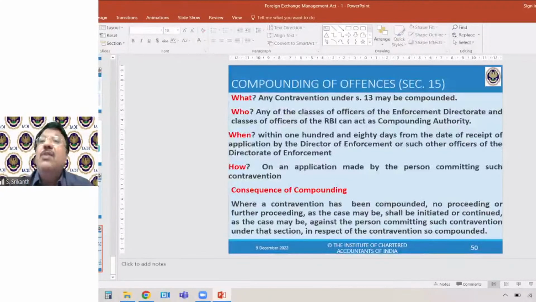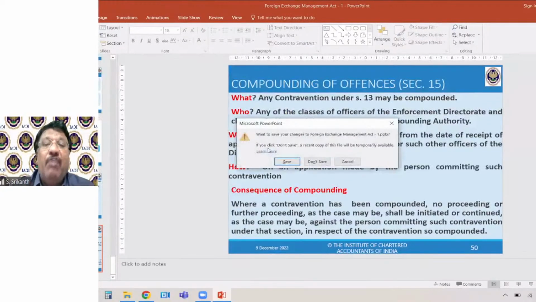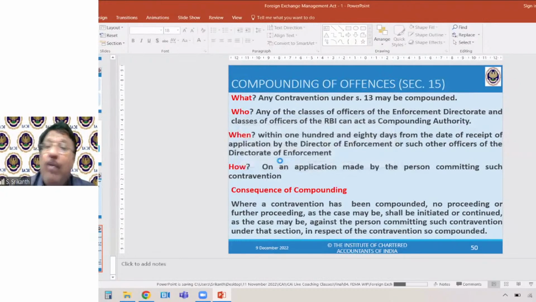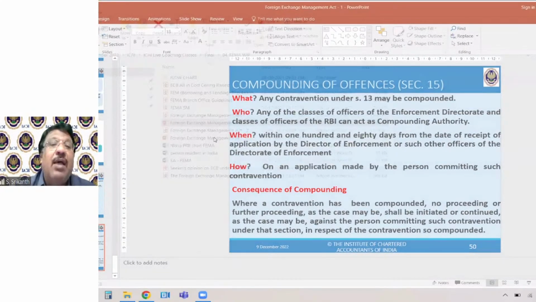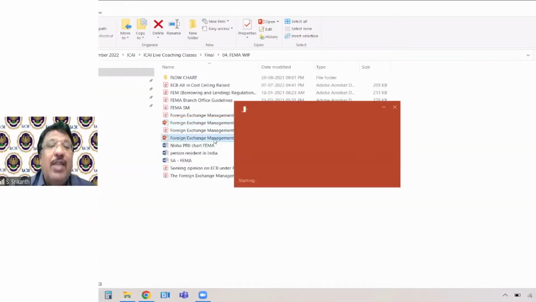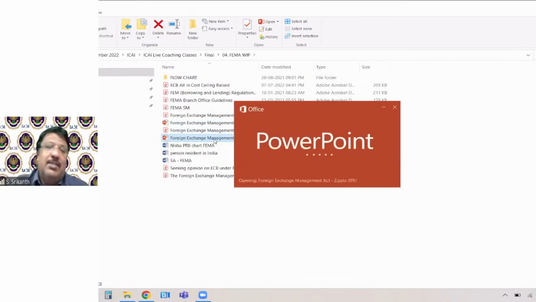Now, this completes one portion of FEMA. You might ask me, what is the logic of these 2 slides? Why am I having 2 slides? Not because I like it. I could have had it in a single slide and continued also.